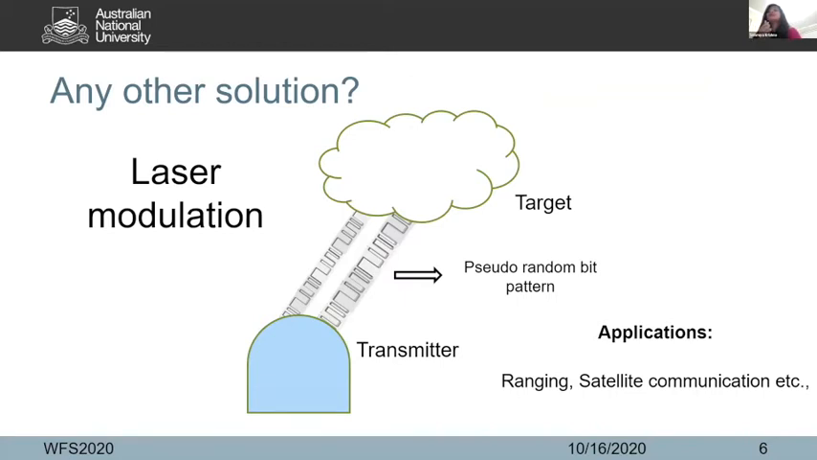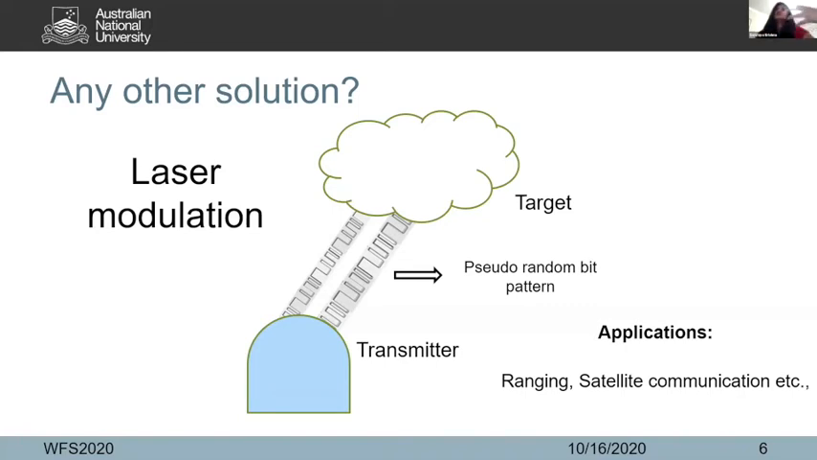There's something known as a laser modulation technique, where a laser is modulated with some pattern and sent to a target, and the returned signal from a target will be cross correlated with the modulation pattern to get the required information. And this technique is widely used in ranging and satellite communication applications, and it's been used for a very long time. And the pattern with which the laser is modulated will be based on a pseudo random bit.